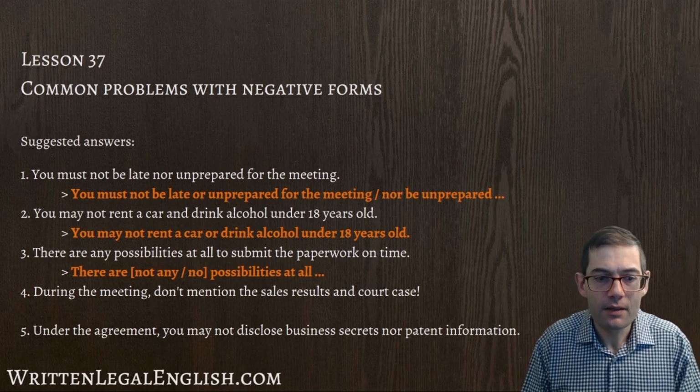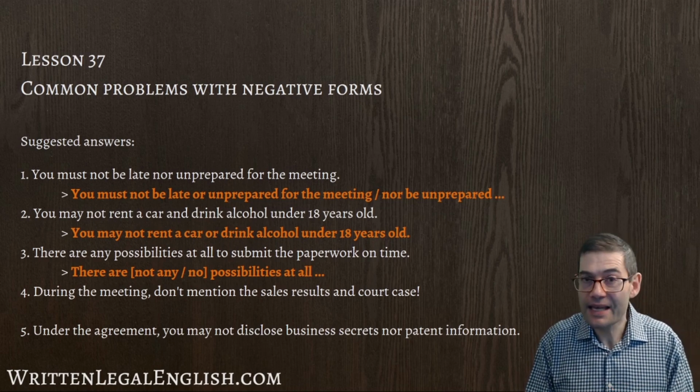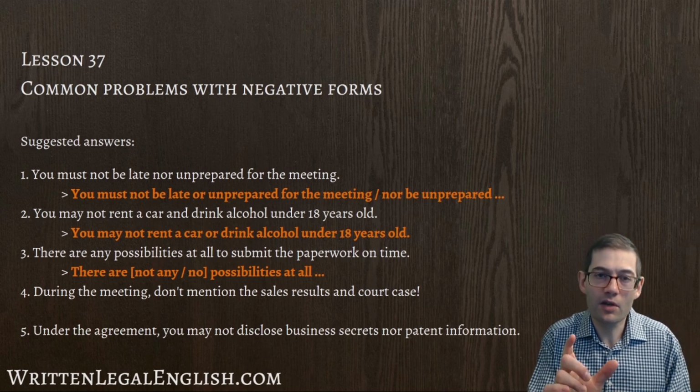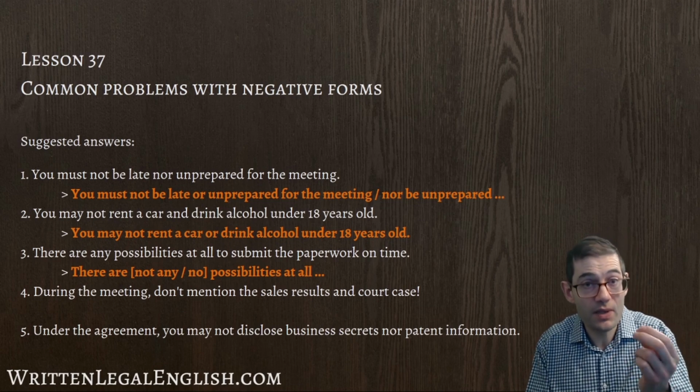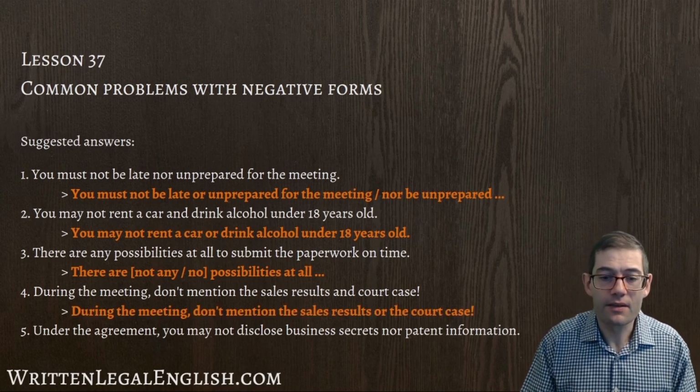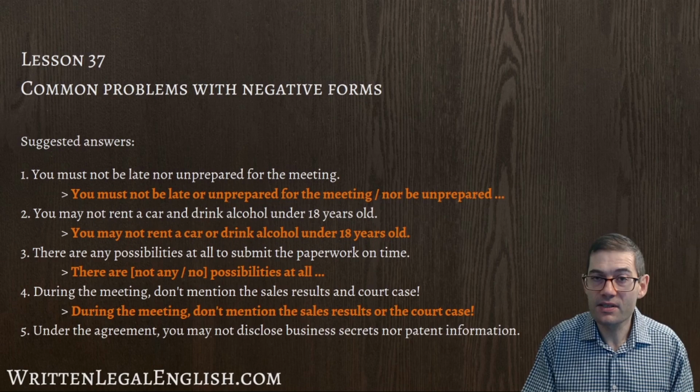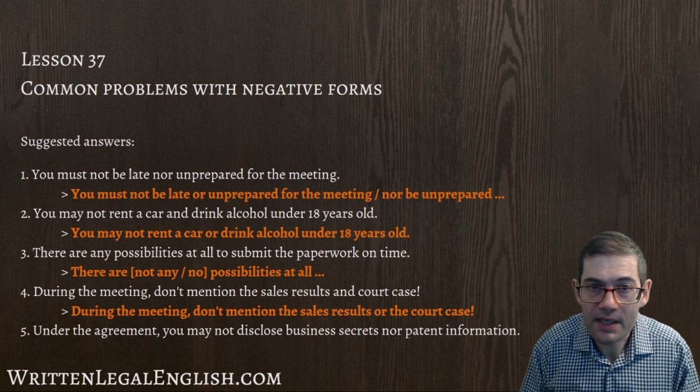"During the meeting, don't mention the sales results and court case." So once again, we've got another short list introduced with a negative form. So of course, this should be or. Don't mention the sales results or the court case.